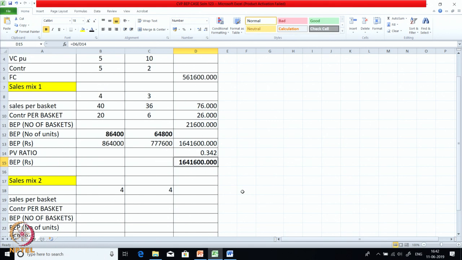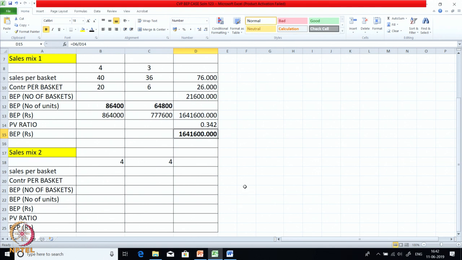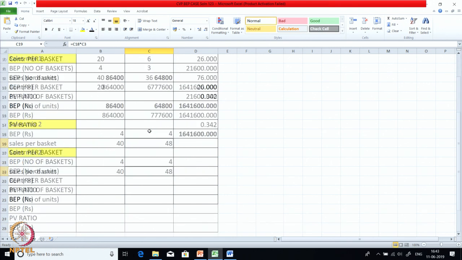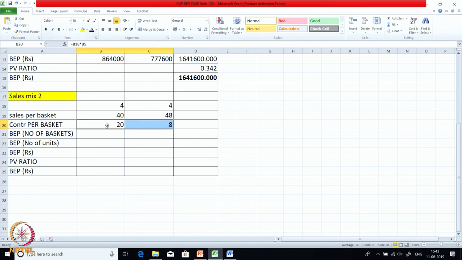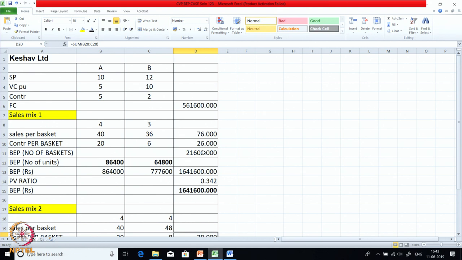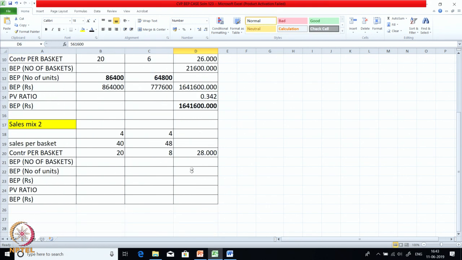Now, do it for mix 2, which is 4:4, or it is more simple because it is like the same 1:1 ratio now. Now, what is the sales per basket? 40 and 48 because 4 into 10 and 12. Contribution per basket 20 and 8. So, total contribution is 28. Fixed cost remains the same, 561,600. And from each basket now we earn a contribution of 28. So, BEP is 20,057 number of baskets.